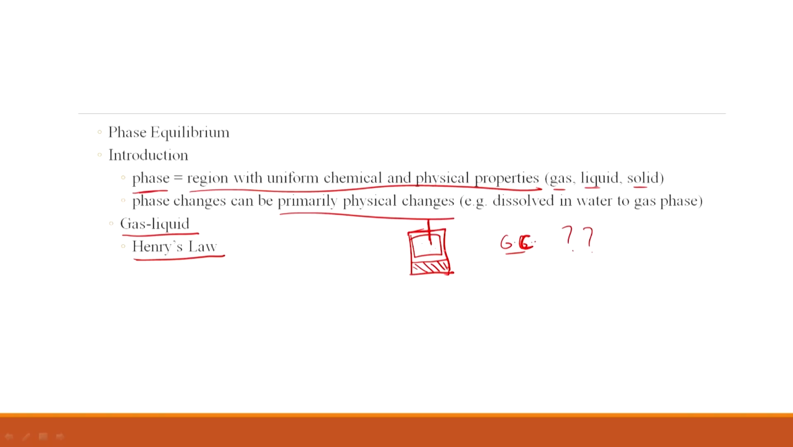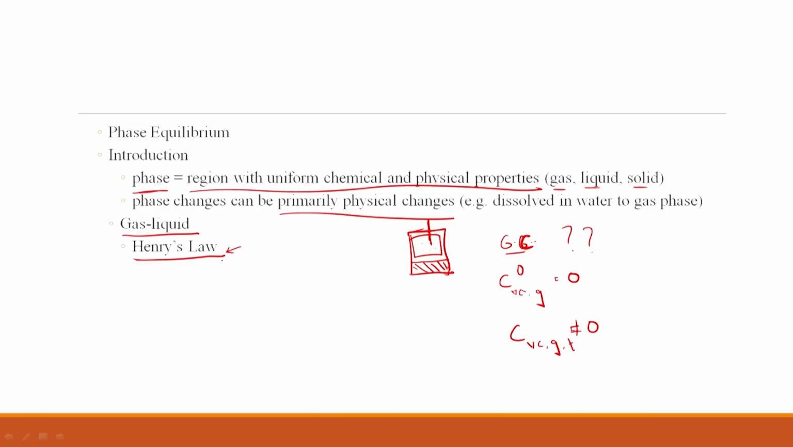So, why is that? Initially there was no vinyl chloride present in the gaseous phase, as in the concentration of vinyl chloride in the gaseous phase initially is equal to 0. But after some time, at time t, the concentration of vinyl chloride in the gaseous phase is not equal to 0. So, what is happening now? You are going to have phase change. Obviously, Henry's law will tell you the relationship between the concentration of the compound in the gaseous phase and the concentration of the compound in the aqueous phase. But keep in mind that only when the system has reached equilibrium will Henry's law be applicable.